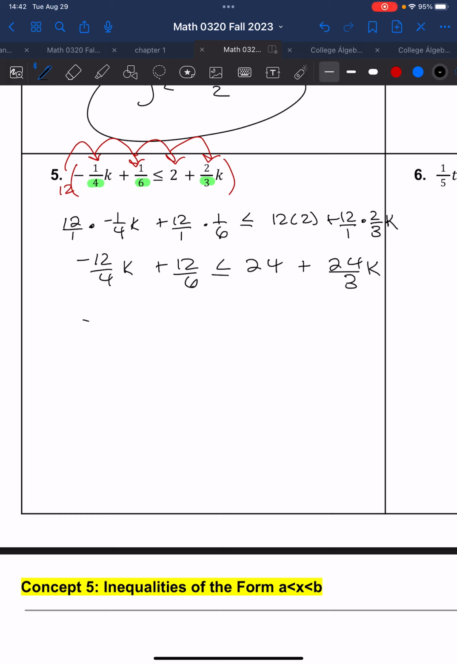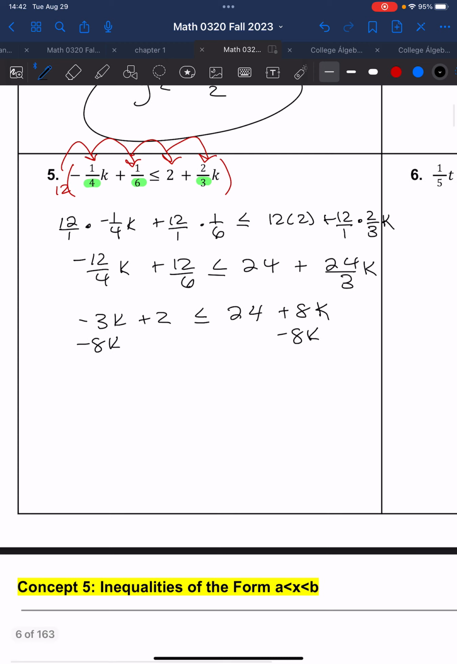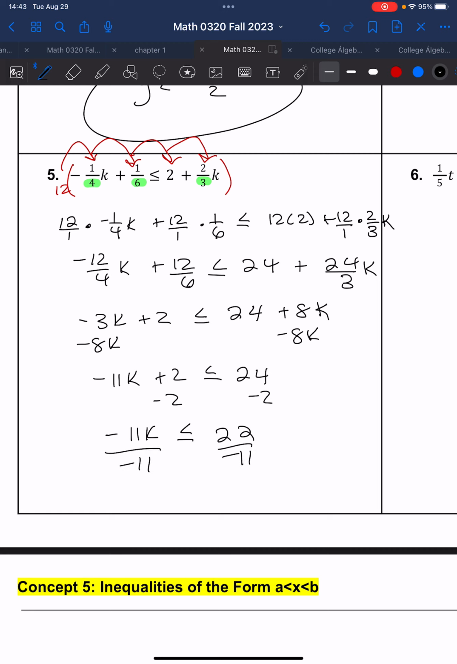Simplifying these, we get negative 3k plus 2 is less than or equal to 24 plus 8k. Now we have everything simplified without the fractions, so I can go ahead and start moving things around. So I subtract the 8k here, and I get negative 11k plus 2 is less than or equal to 24. Subtract 2, and I get negative 11k less than or equal to 22. Divide by negative 11, which is going to flip my sign, and I get k is greater than or equal to negative 2.